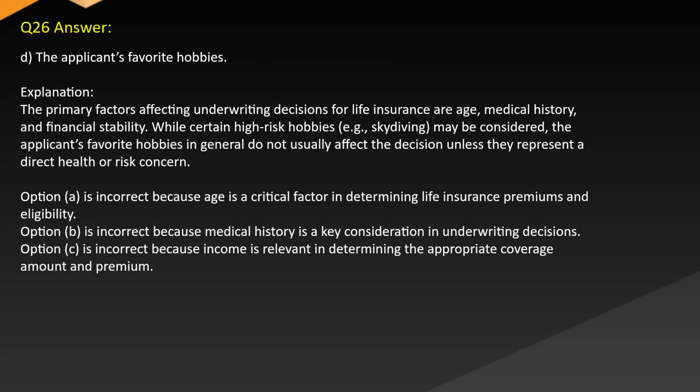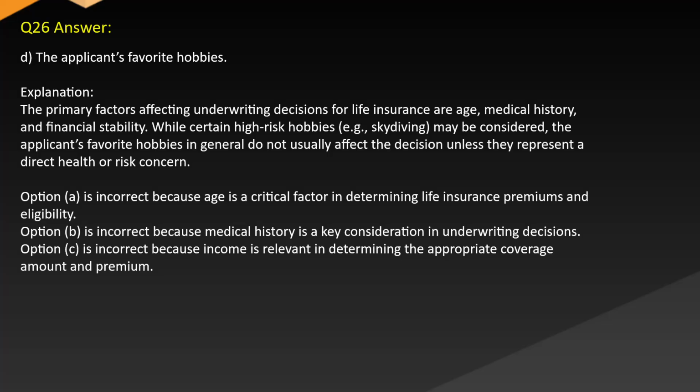Answer D. The applicant's favorite hobbies. Explanation. The primary factors affecting underwriting decisions for life insurance are age, medical history, and financial stability. While certain high-risk hobbies, e.g., skydiving, may be considered, the applicant's favorite hobbies in general do not usually affect the decision unless they represent a direct health or risk concern.